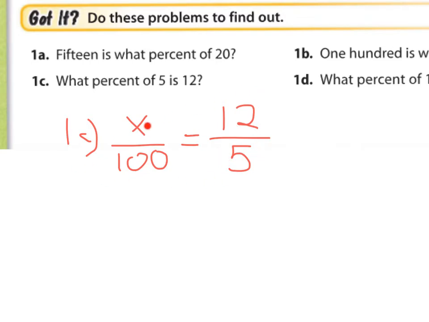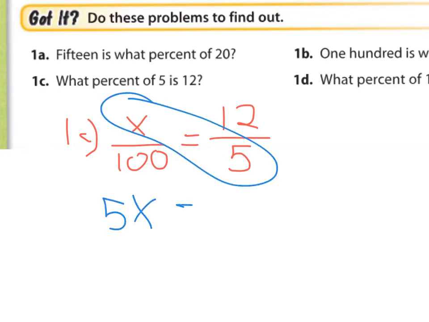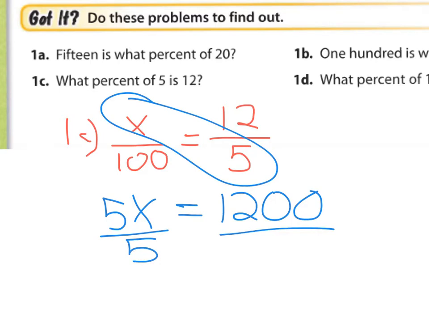We can cross product. I get 1200 and 5x. If I cross product, it would look like this. Multiply those two together and I get 5x, and multiply the other two together and I get 1200. That's one way to go about it. Then use the division property of equality to divide both sides by 5 to isolate the x. And I get my answer, which looks to me like it would be 60?